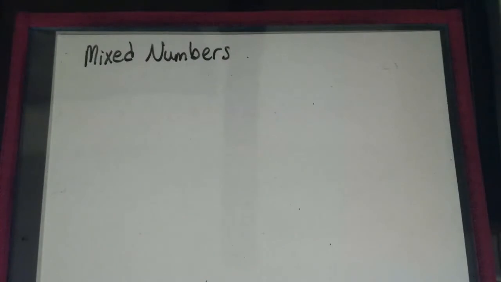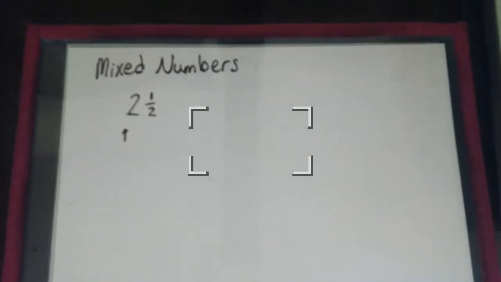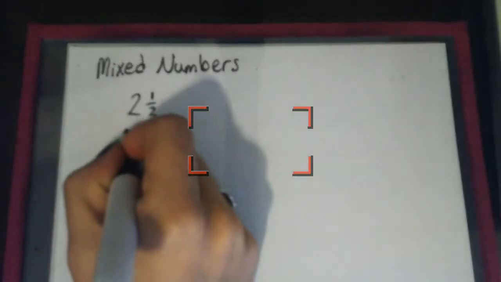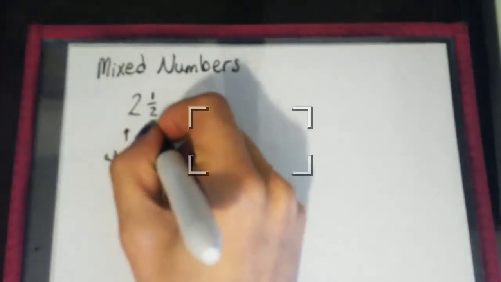Before you can add, subtract, multiply, and divide mixed numbers, the first thing you have to do is understand what a mixed number is. So if you see a number such as 2 1/2, what does that really mean? So the 2 out front is how many whole pieces you have. And then the 1/2 is going to be your partial piece that you still have. So we have 2 wholes, and then we have part of another one.